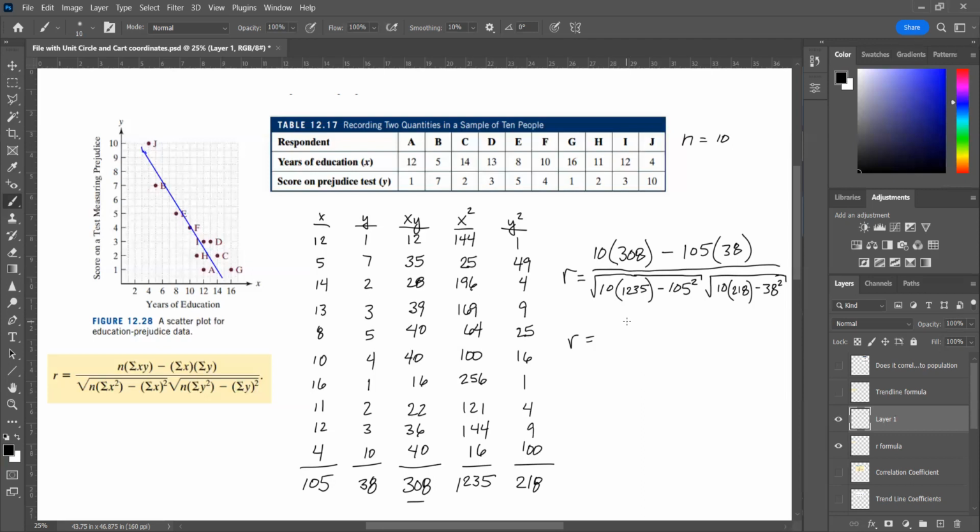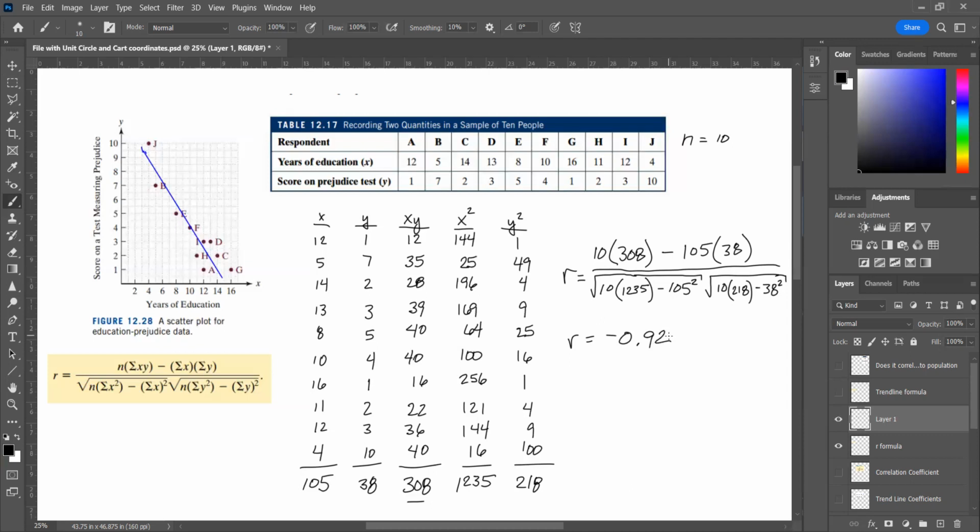And then I'm going to open another square root, where I will have 10 times 218. And from that, I am going to subtract 38 squared. I'll hit enter, and I get negative 0.92.